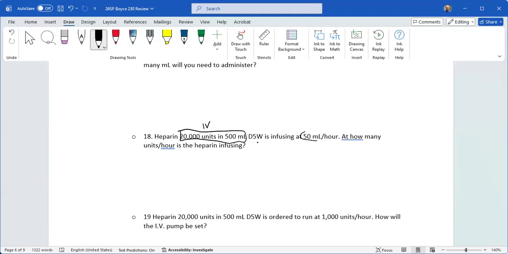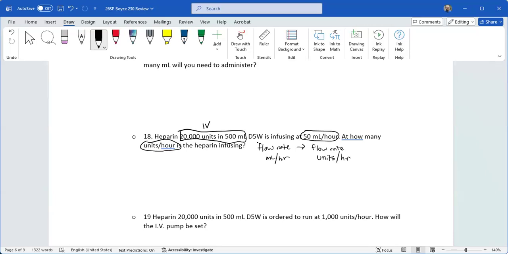It's infusing at 50 ml per hour, and it just wants to know what that would be in units per hour. So if we're solving this, what I typically recommend, or I should say the shorthand, is we're just going from one flow rate to another flow rate. We're just making a conversion. We're converting miles per hour to kilometers per hour. We're converting ml per hour to units per hour.